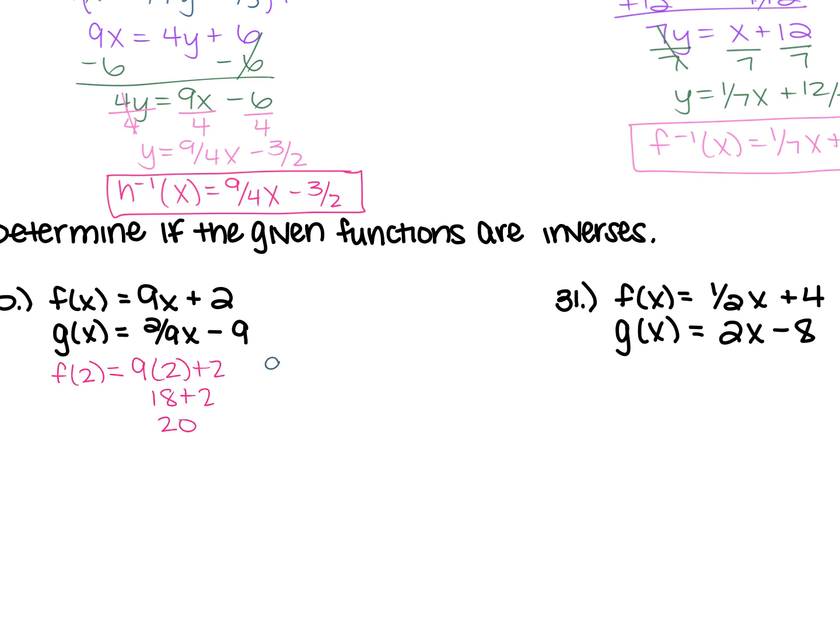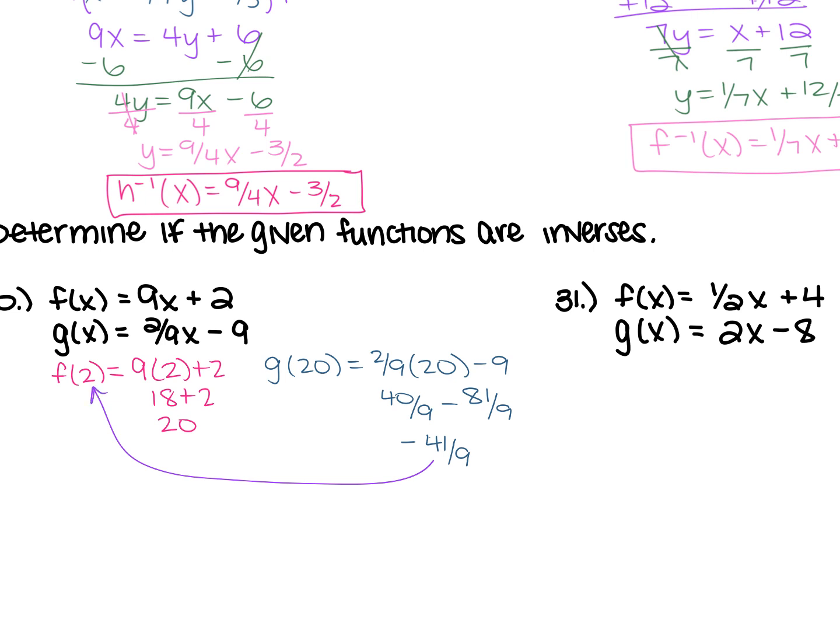From there, I'm going to find g of 20. So that's going to be 2 over 9 times 20 minus 9. The 2 over 9 times 20 is 40 over 9, minus 9 is 81 over 9. So that gives us negative 41 over 9. Sorry, that is not equal to the number that you plugged in. So since that negative 41 over 9 is not equal to the 2 that you plugged in for f of x, these two are not inverses.